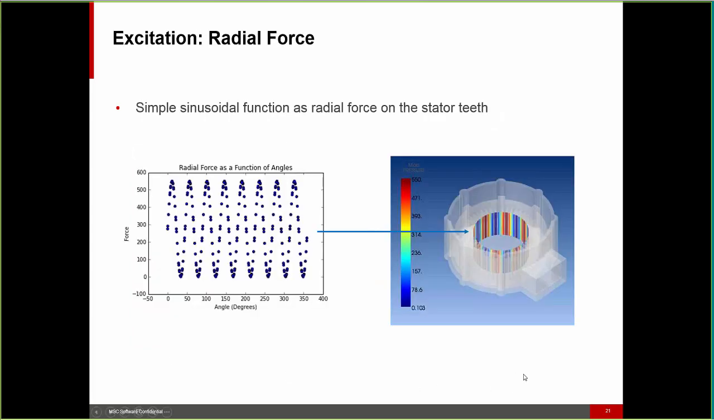We loaded the stator teeth with a simplified radial force. The simplified radial force is a sinusoidal function as shown in this plot on the left-hand side. The amplitude of the sine wave depends on the relative location of the stator teeth. In other words, the magnitude depends on the relative angle of the stator teeth as shown in this picture right here.